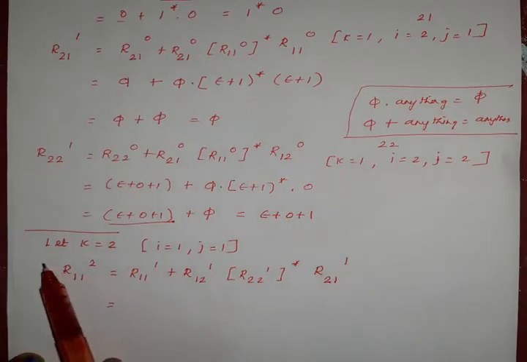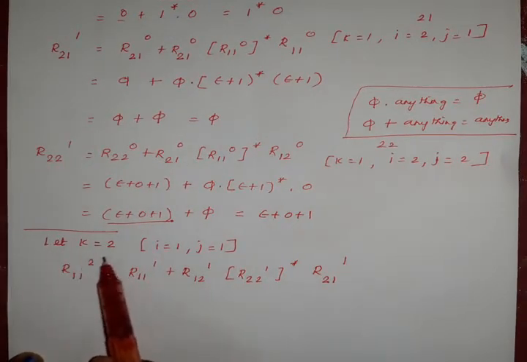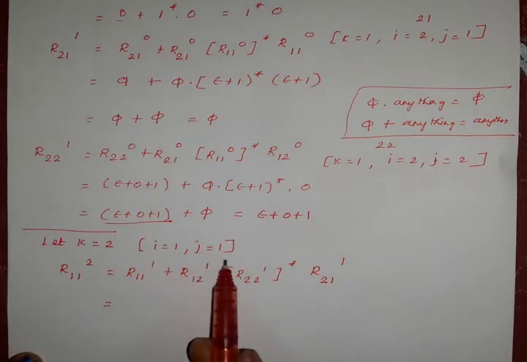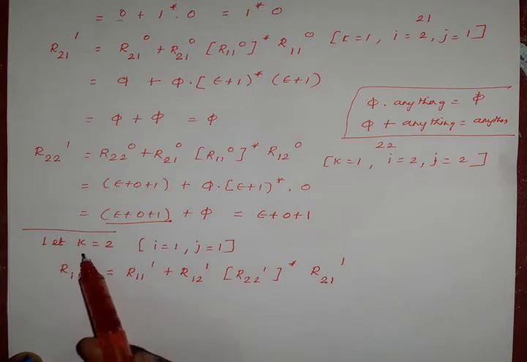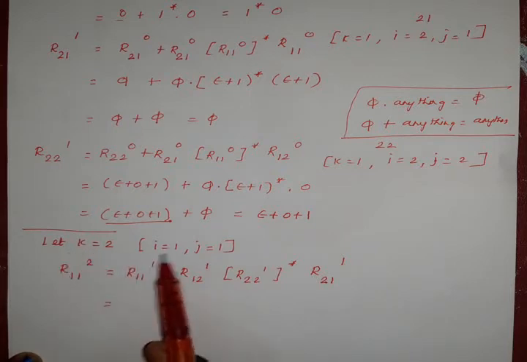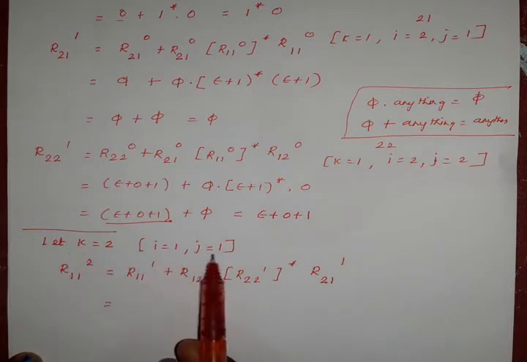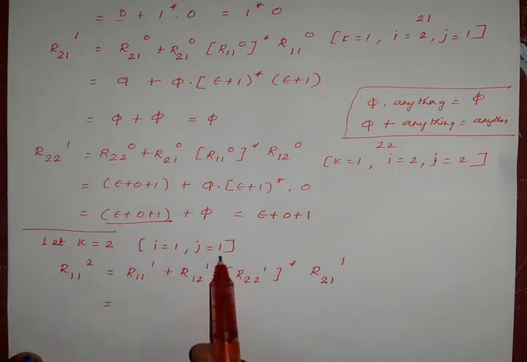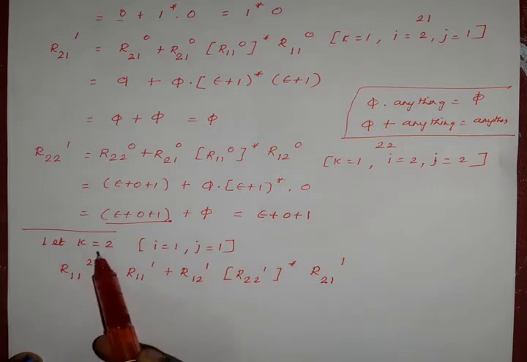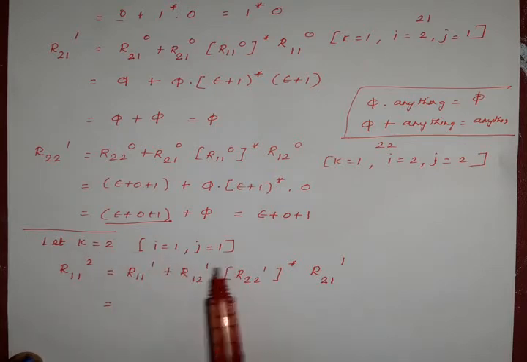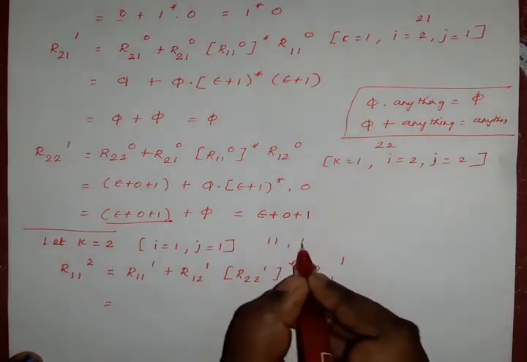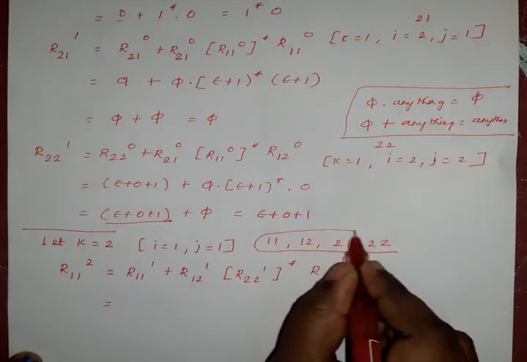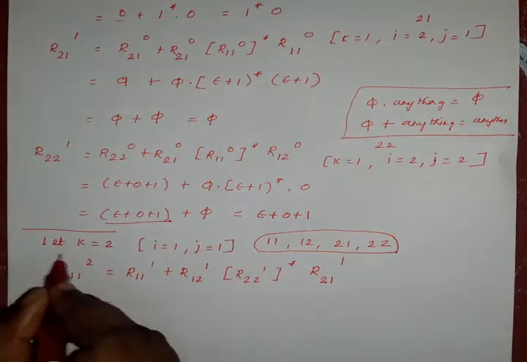So next we take k is equal to 2 and assume the value of i is 1 and j value is 1. Next we find for k is equal to 2, change the combination. i value is 1 and j value is 2. Next k is equal to 2, i value is 2, j value is 1. The last k is equal to 2, i is equal to 2 and j is equal to 2. The 4 possible combinations are 1 1, 1 2, 2 1, 2 2. We have to find all 4 possible combinations for the values of k is equal to 2.